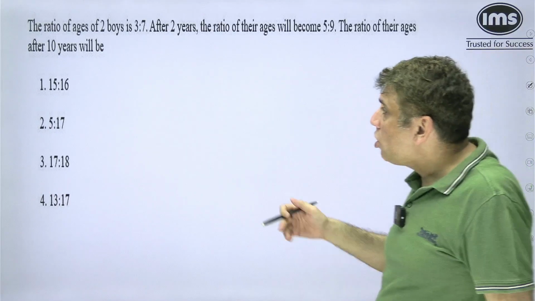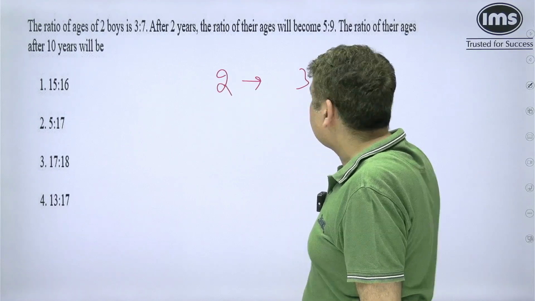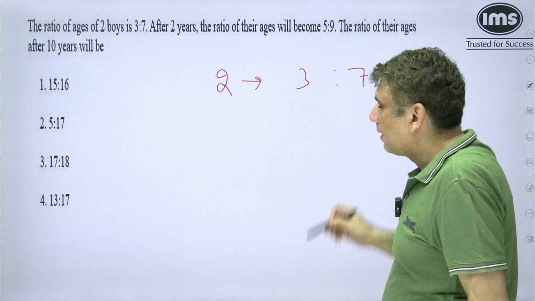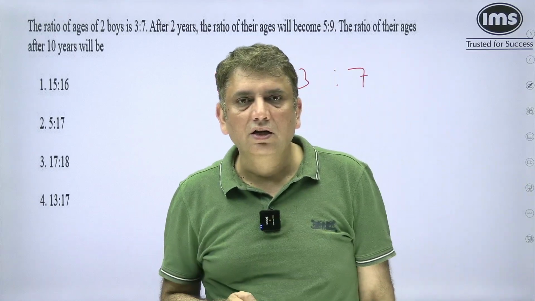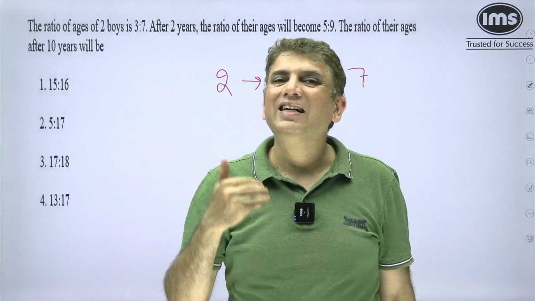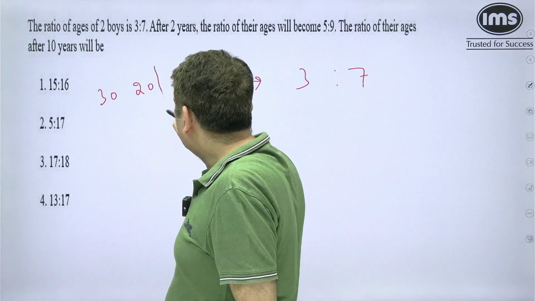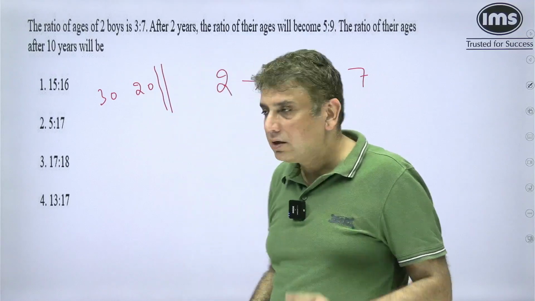Okay. Now the ratio of the ages of two boys is 3:7. Two boys, ratio of their present ages is 3:7. Now if I am 30 years old, you are 20 years old, our difference is 10 years. Let's say my present age is 30, your present age is 20. The difference is 10 years.